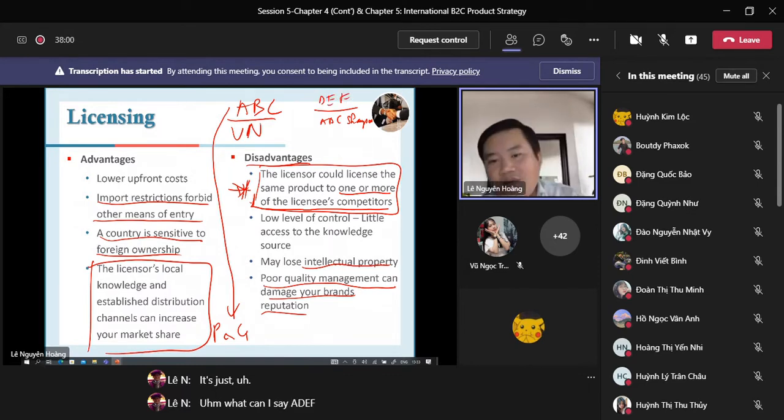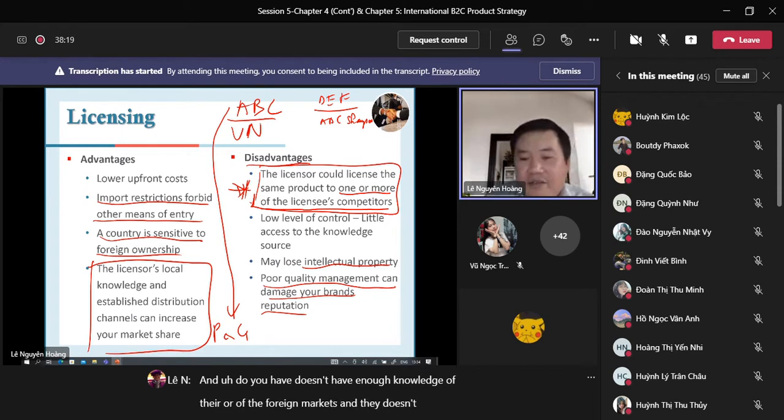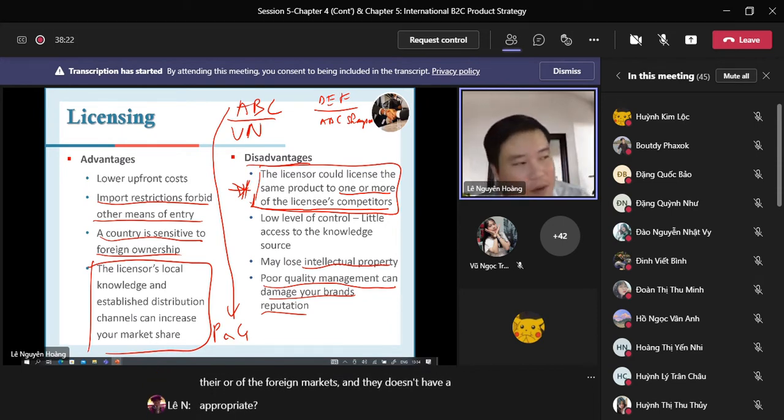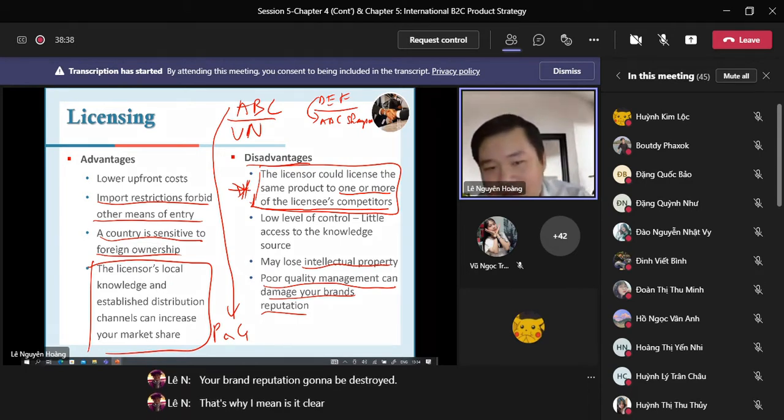DEF licensor, an unknown licensor, and DEF doesn't have enough knowledge of the foreign market, and they don't have an appropriate quality management system. So what's going to happen? It's going to destroy your ABC brand name. Your brand reputation is going to be destroyed. That's what I mean. Is it clear, guys?